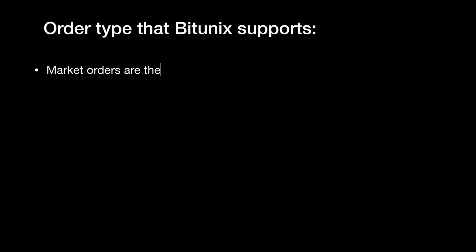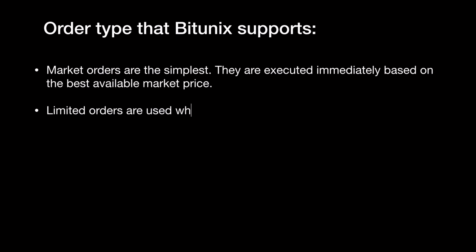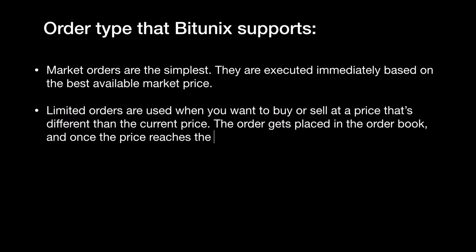Market orders are the simplest. They are executed immediately based on the best available market price. Limit orders are used when you want to buy or sell at a price that's different from the current price. The order gets placed in the order book, and once the price reaches the limit price, it will be executed.